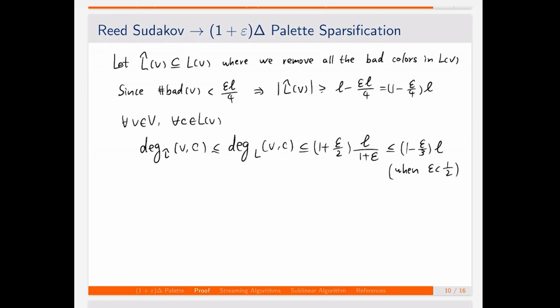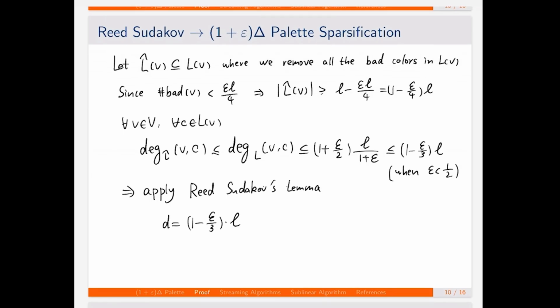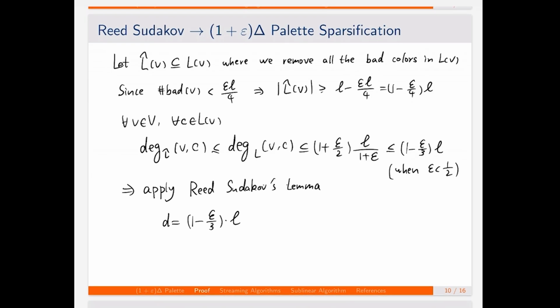So now we have these two conditions. To apply Reed-Sudakov's lemma, we can simply set D equal to 1 minus epsilon over 3 times L. And then the first condition is satisfied because L hat V is greater or equal to 1 minus epsilon over 4 over 1 minus epsilon over 3 times D.